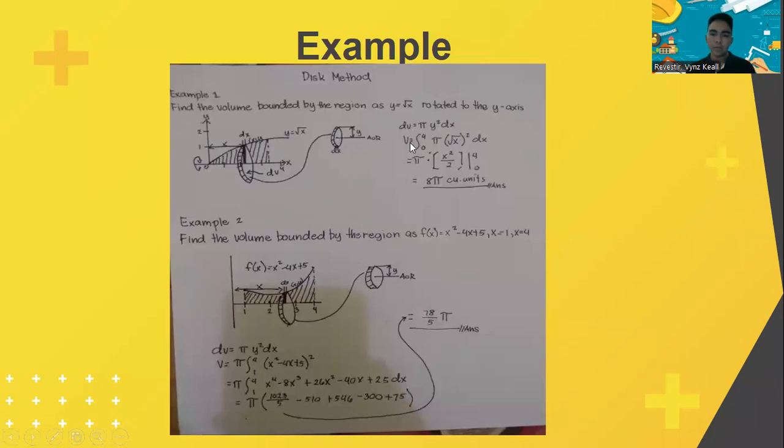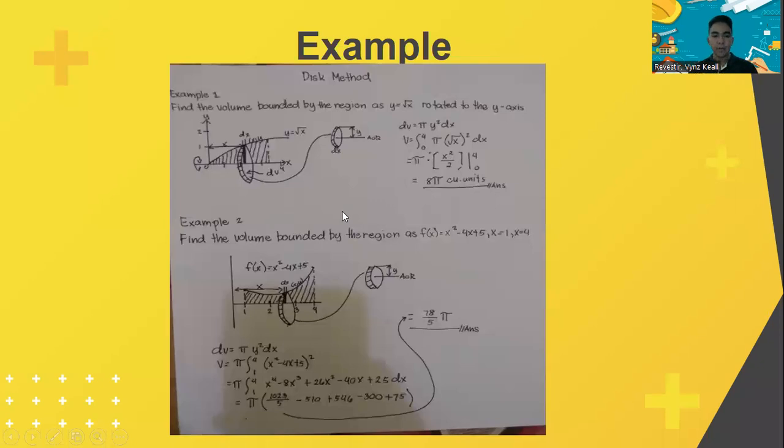So solving for the volume is equal to the integral of pi times square root of x squared dx, with limits 0 to 4. So it's equal to pi times the integral of square root of x squared, which is x squared over 2, with the limits of 0 to 4. We just substitute the limits and the final answer is equal to 8 pi cubic units.